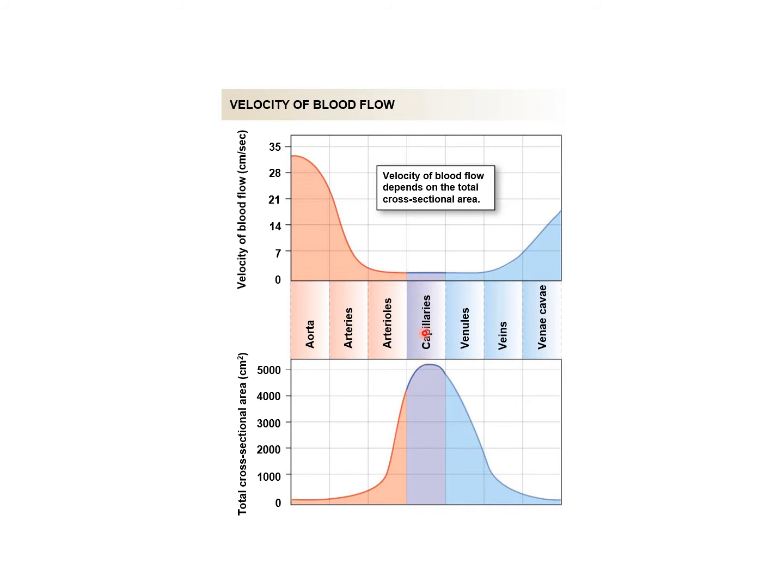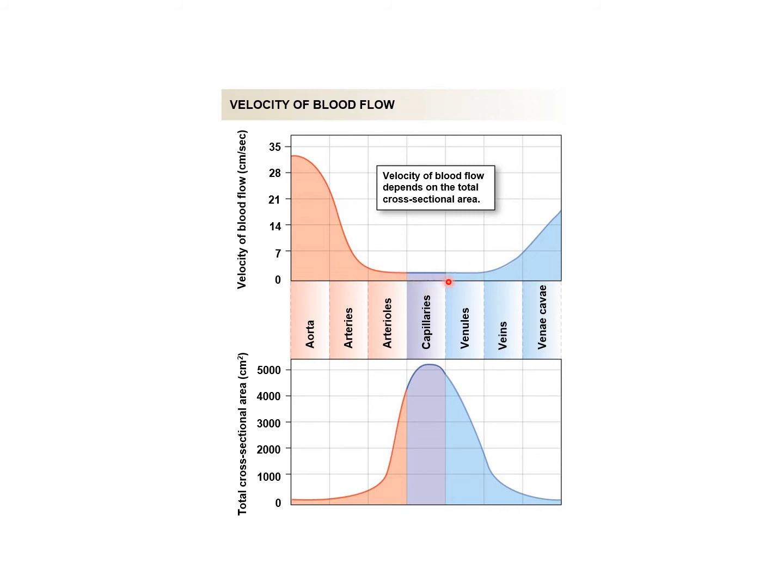This facilitates exchange. You don't get a lot of exchange in the arteries or the aorta. Hardly any at all. Why? Because the blood's moving so fast, you don't really have time for exchange. There's always going to be a little bit going on, but not a lot. Where we see the real exchange going on is right here in the capillaries. That's where we have by far the largest cross-sectional area and by far the slowest velocity.